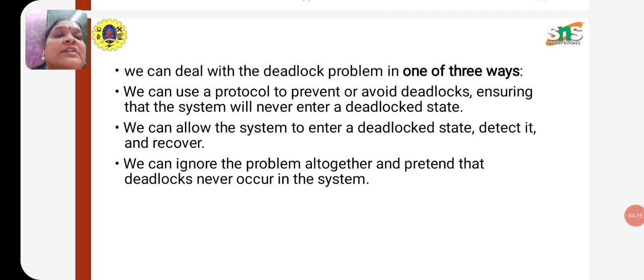So there are only three ways to deal with the deadlock problem. The first is we can use a protocol to prevent or avoid deadlocks, ensuring that the system will never enter a deadlock state. Second, we can allow the system to enter the deadlock state, detect it, and recover from it. And the last is we can ignore the problem altogether and pretend that deadlock never occurs in the system. These are the only three possible ways to deal with the deadlock problem.